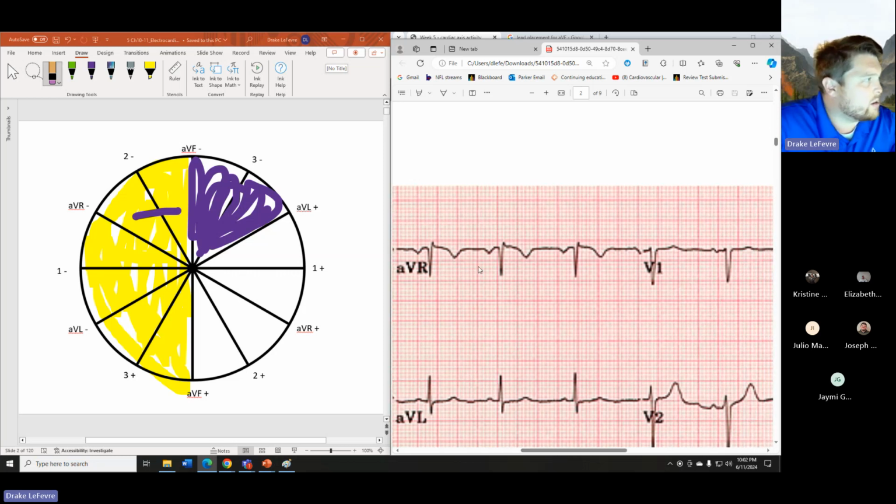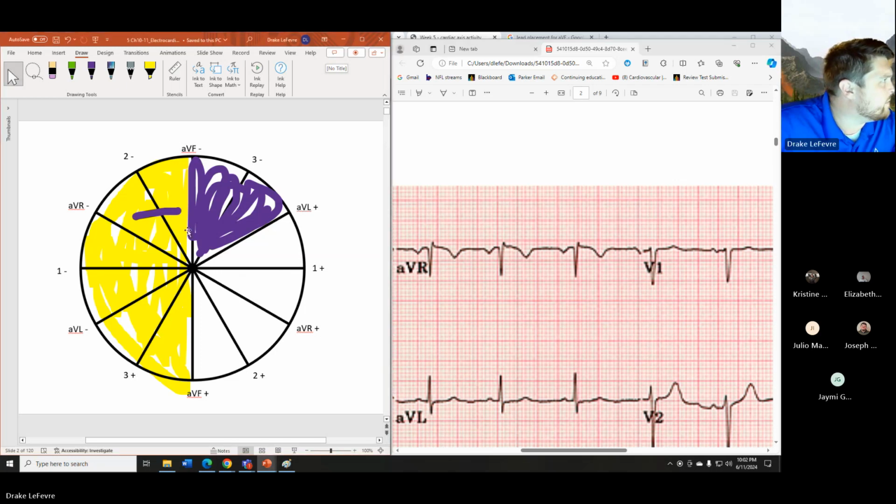So is AVR, hold up. Okay. Good. Is AVR overall negative or positive? Negative. So first step, we're looking at AVR.